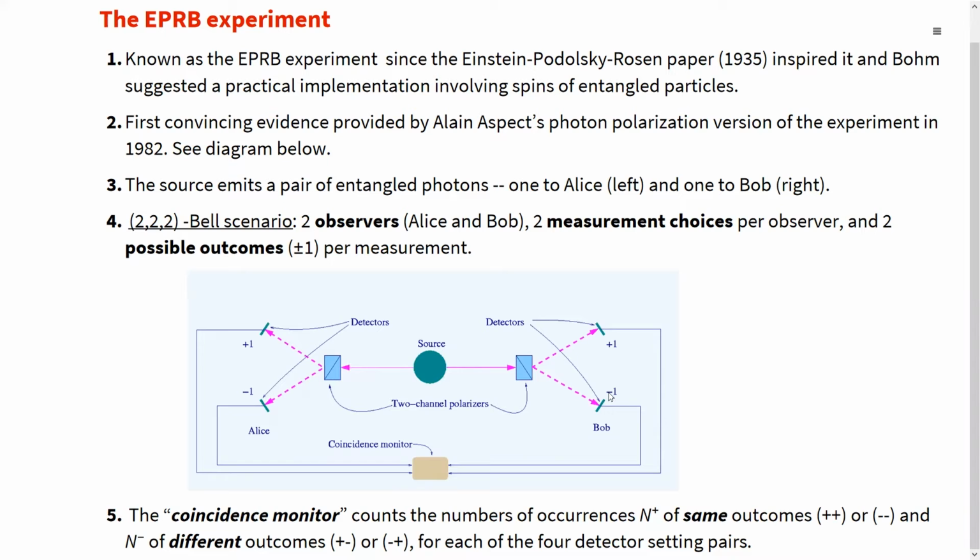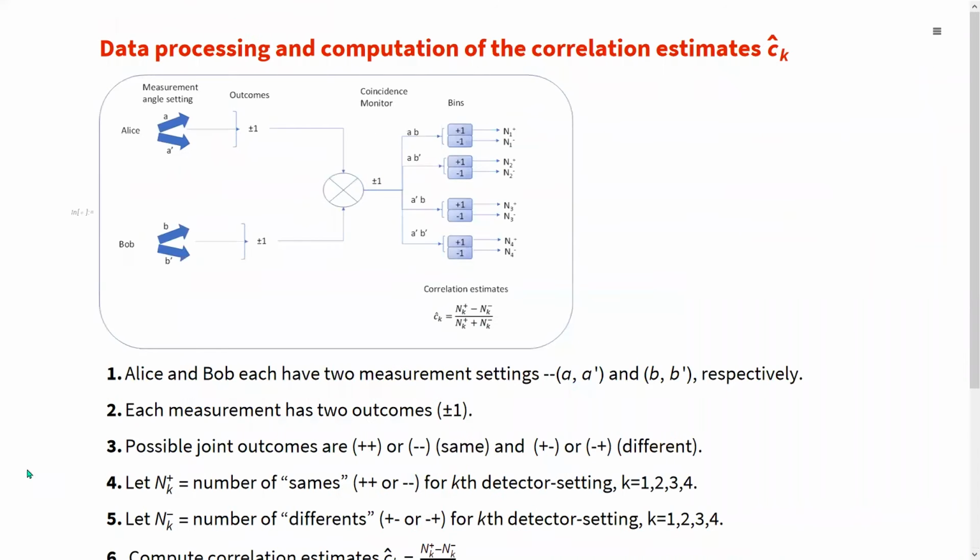And they measure the polarization. They get out a -1 or a +1. That just means it's bivalent, we'll just call it -1 and +1. And then there's a coincidence monitor that checks whether they both get pluses or minuses, that's sameness, or they get a minus plus or a plus minus, that's differences. So they count the sames and the different ones. And then this is how the statistics are collected and correlations are computed. As I say, Alice gets a plus or minus 1, Bob gets a plus or minus 1. They go into the coincidence monitor, out comes a plus or minus 1.